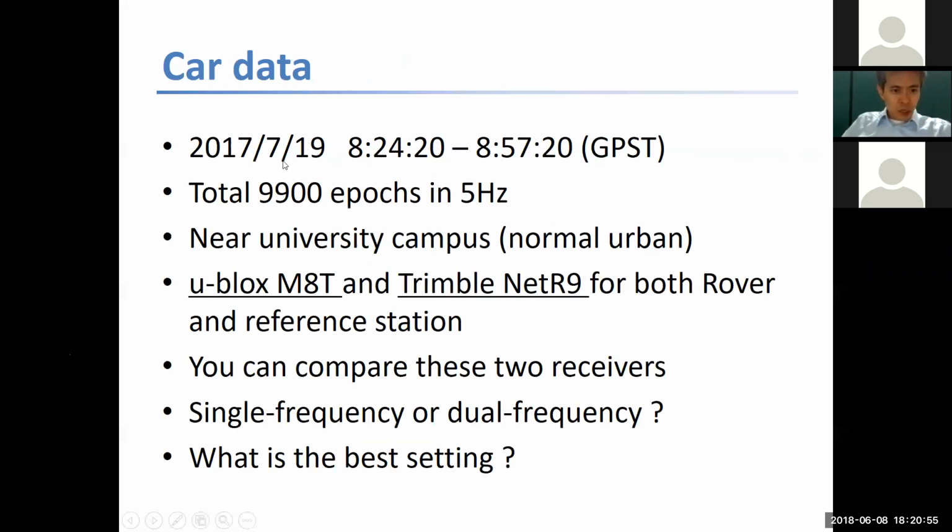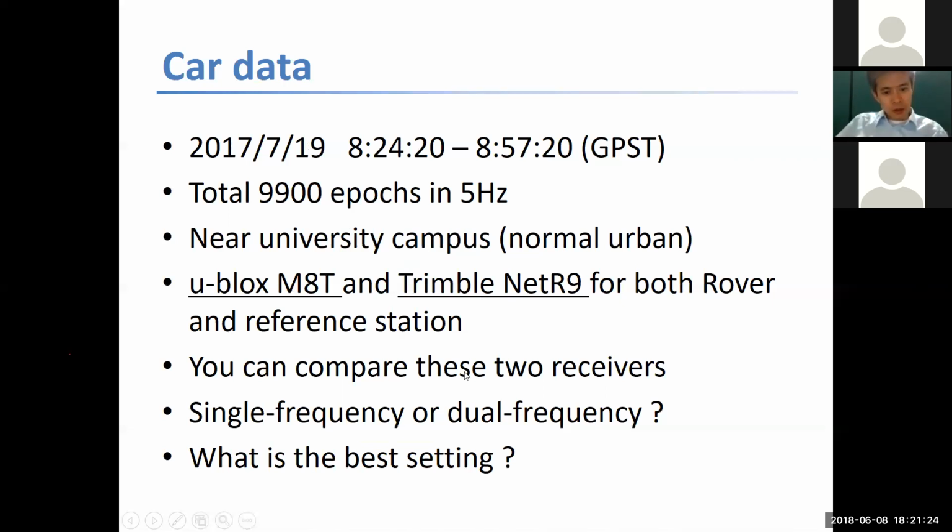The data was obtained last year, July 19th, for about 30 minutes. In total there are 100,000 epochs at 5 Hz. It was near our university campus, in a normal urban environment, not a dense urban area. We used a u-blox MAX-M8 and a Trimble NetR9 for both the rover and reference stations. If you'd like to test by yourself, I already uploaded these data.